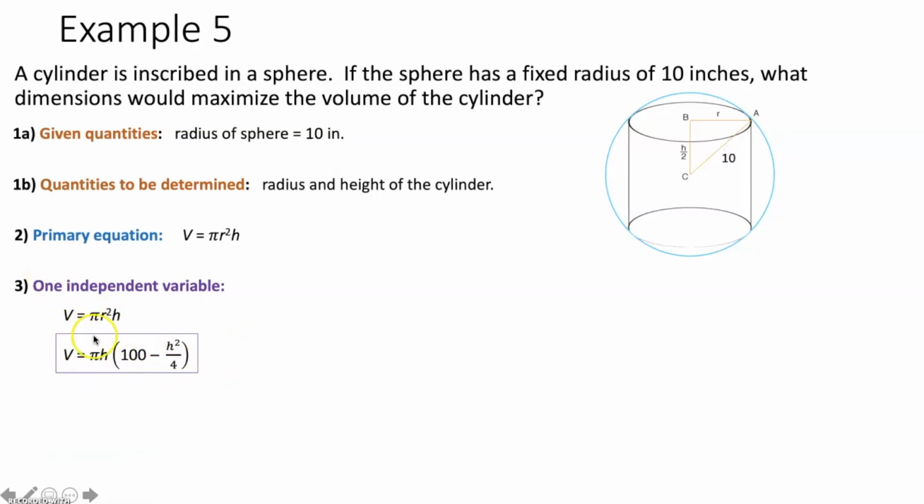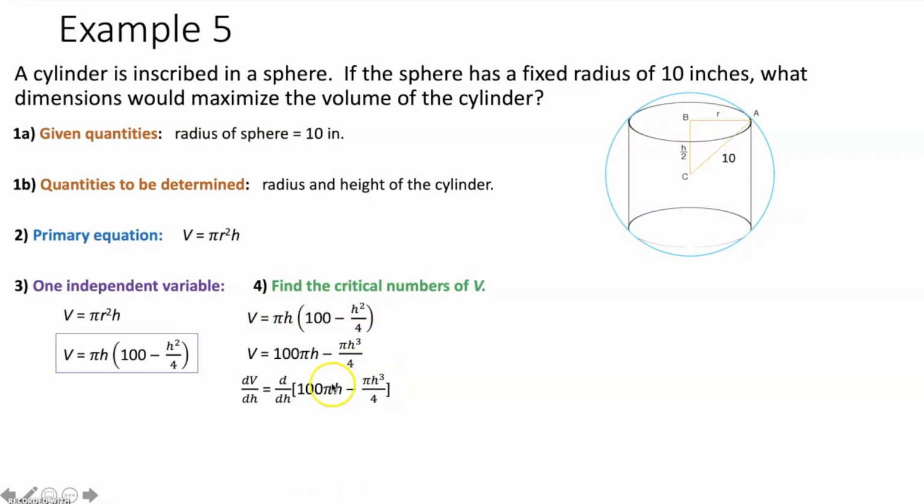I can now move on to the next step, which is to take the derivative of my primary equation, set that equal to 0, and find my critical numbers. So if this is my primary equation, I want to simplify this first before I take the derivative of it. So I'm going to distribute the pi h to the 100 and to the h squared over 4. Now I can take the derivative of this primary equation. To do that, I take the derivative of each term separately. The derivative of 100 pi times h: the 100 pi stays out front, and I just take the derivative of h, which is just 1.